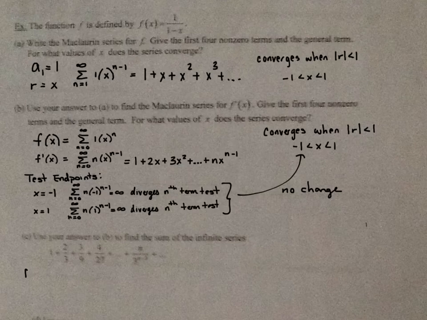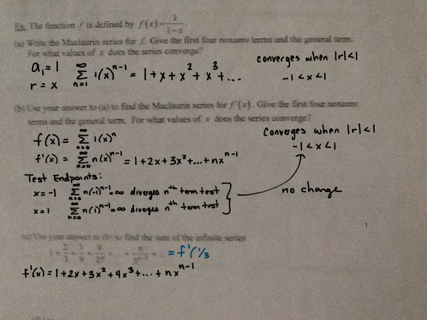It's kind of hard to see on my paper, so that's why I asked you to print out your own copy, but it says use your answer to B to find the sum of the infinite series. Well, our answer to B was 1 plus 2x plus 3x squared plus 4x cubed plus ... plus nx to the n minus 1. If you notice the series above, it looks just like f prime of x, only with 1/3 plugged in for x. So the power series above represents f prime of 1/3.